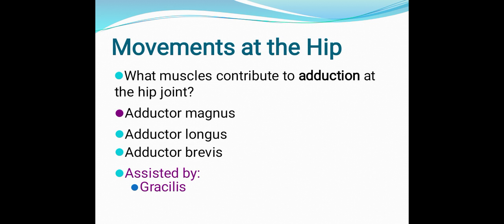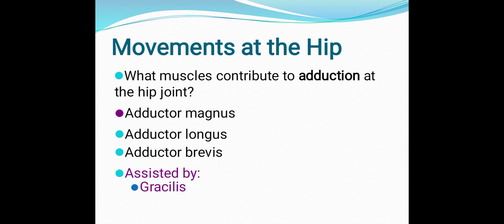Movement at the hip. What muscles contribute to adduction at the hip joint? The hip adductors are those muscles that cross the joint medially and include the adductor magnus, adductor longus, adductor brevis, and gracilis muscles. The gracilis muscle is a long, relatively weak strap muscle that also contributes to flexion of the leg at the knee joint.